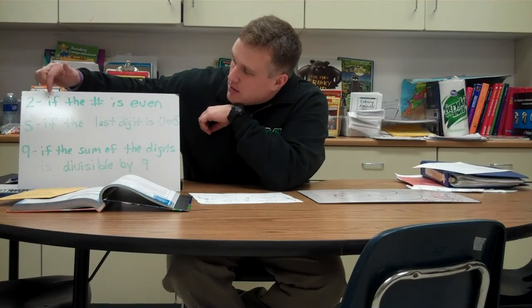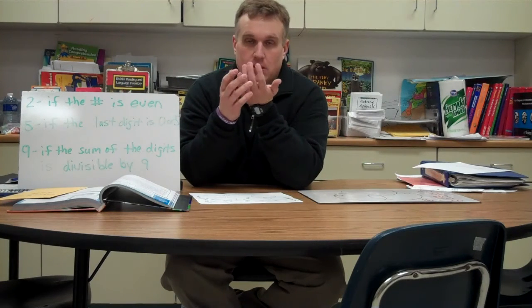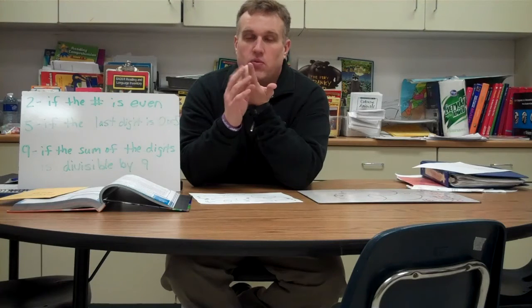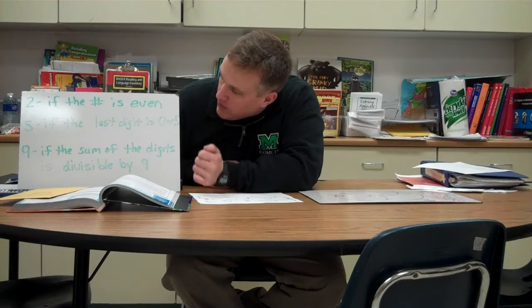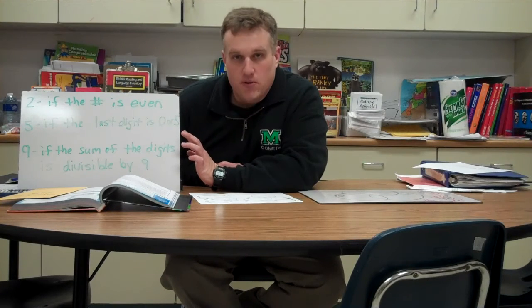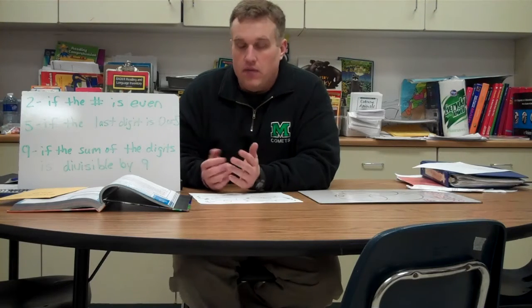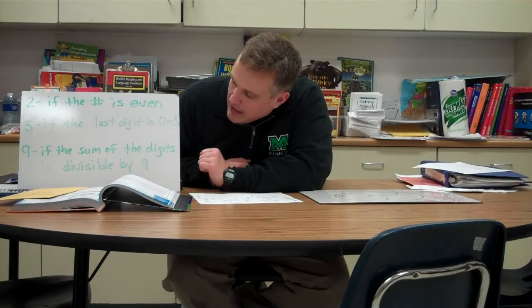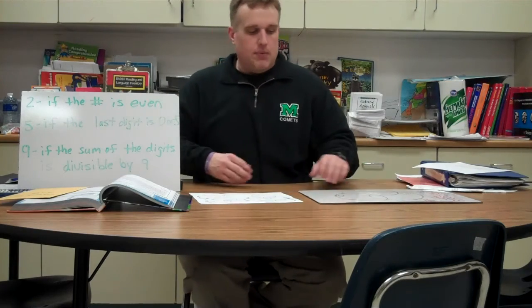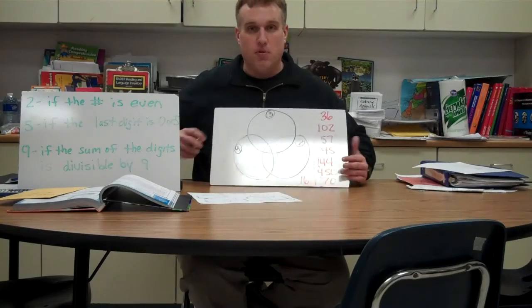A number is divisible by 2 if the number is even. Even numbers end with 0, 2, 4, 6, or 8. Divisible by 5: if the last digit is 0 or 5, you know it's divisible by 5. And for 9, if the sum of the digits is divisible by 9. What that means, sum, is the answer to an addition problem.